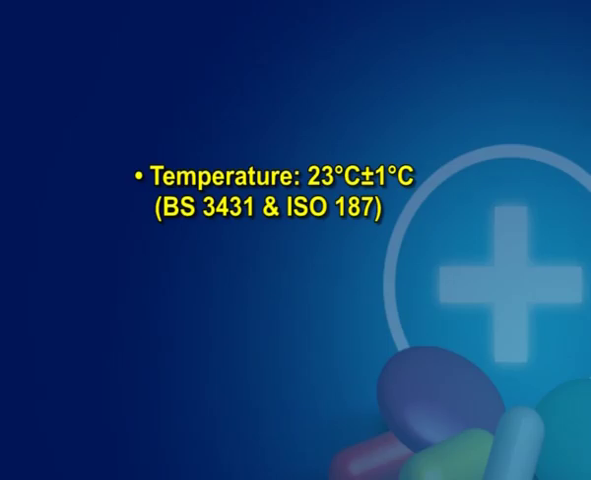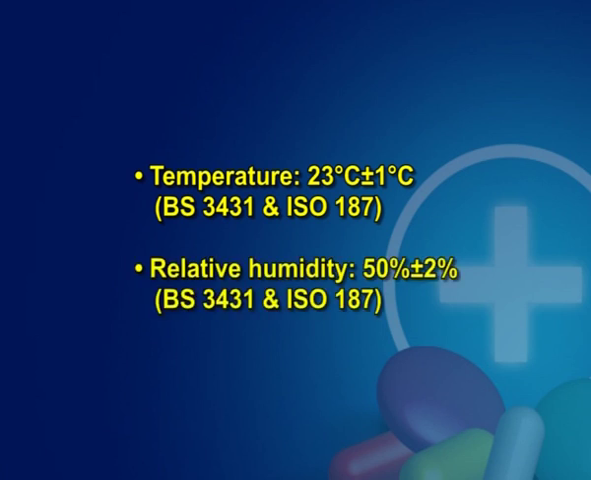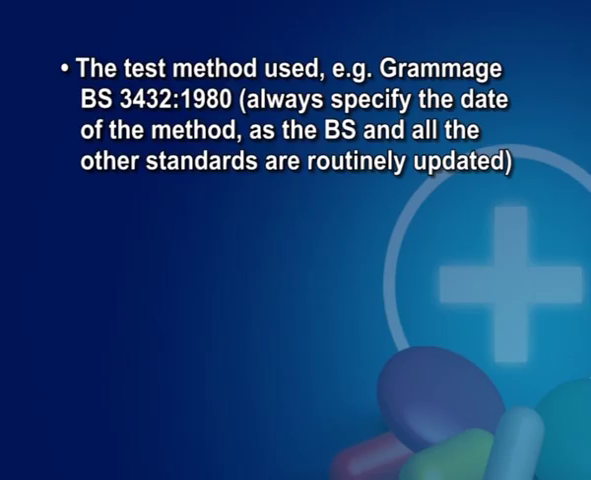Those conditions usually quoted are temperature 23 degrees Celsius plus or minus 1 degree Celsius as per BS 3431 and ISO 187, and relative humidity 50% plus or minus 2%, BS 3431 and ISO 187. The reporting of results should include at least the following data. Number 1.